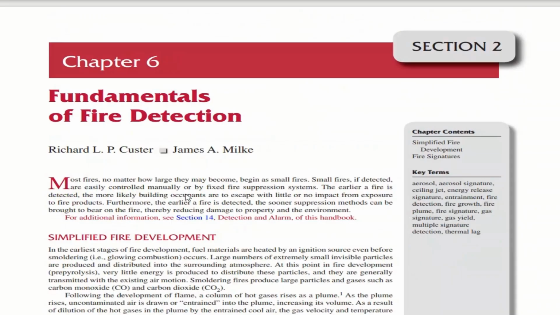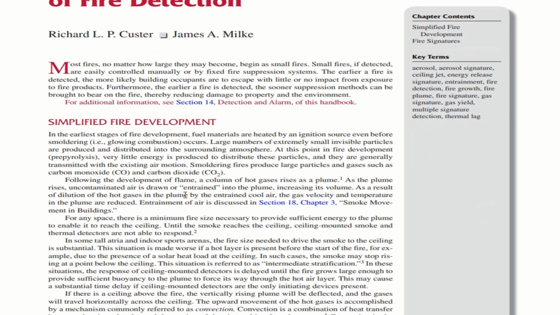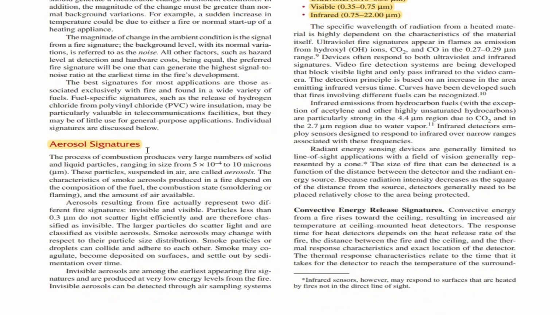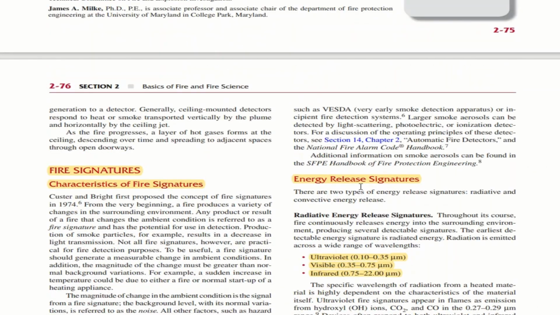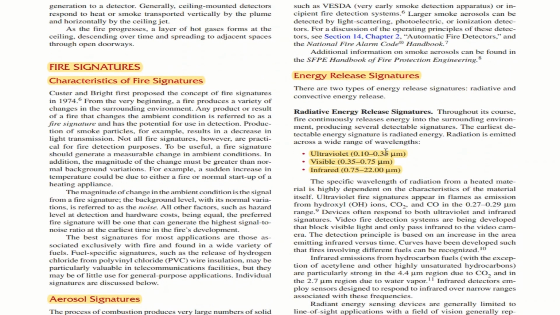So chapter 6 covers fundamentals of fire detection. Here it deals with the fire signatures and simplified fire developments. So fire signature, characteristics of fire signatures and aerosol signatures, energy release signatures. In energy release signatures, there are two types: radiative and convective energy release. So radiative energy release signatures, you have different types of wavelengths.